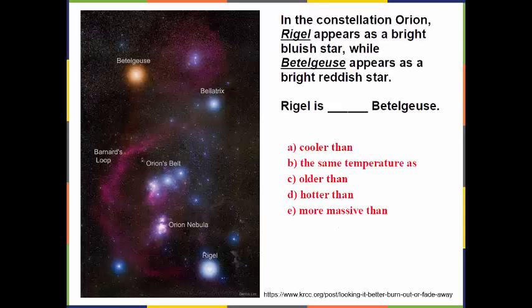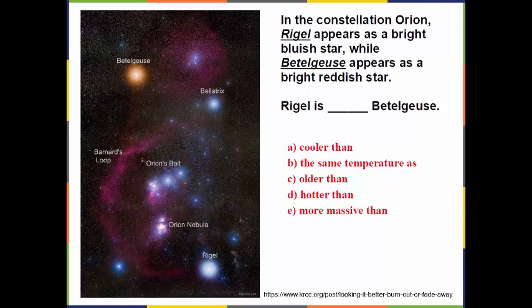So see if you can answer this question. In the constellation Orion, Rigel, in the lower right-hand corner, appears as a bright bluish star, while Betelgeuse, in the upper left-hand corner, appears as a bright reddish star. So Rigel is cooler than, the same temperature as, older than, hotter than, or more massive than Betelgeuse.